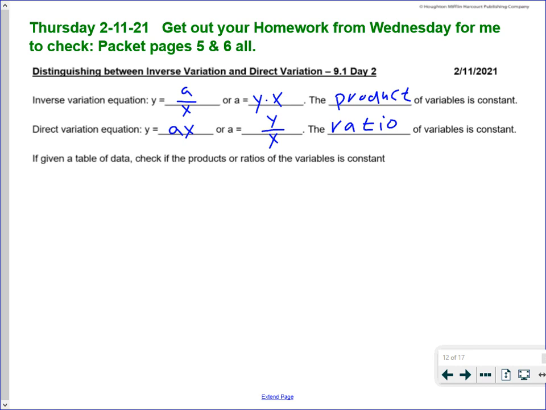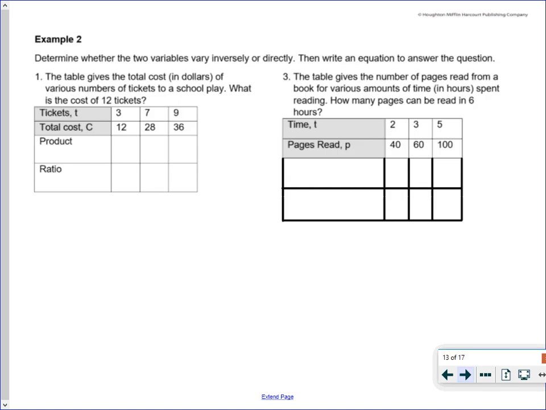Okay? So let's go on and do an example. So on number 1, we're told the table gives the total cost in dollars of various numbers of tickets to a school play. What is the cost of 12 tickets? So we want to know what C is when T equals 12. That's essentially what the question is asking, and that's what we're going to be working for. But before we can actually solve it, we need to know if it's a direct variation or an inverse variation.